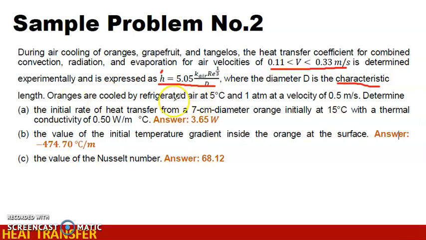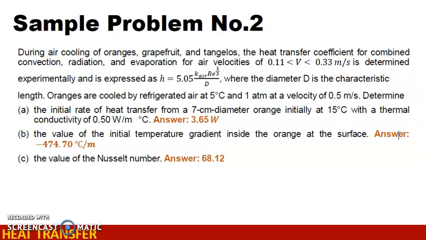Oranges are cooled by refrigerated air. So the fluid involved here is air, which is at 5 degrees Celsius and 1 atm with a velocity of 0.5 meter per second. So we have to determine the initial rate of heat transfer from a 0.07 diameter orange initially at 15 degrees Celsius, and the thermal conductivity of orange is 0.5 watt per meter degree Celsius. We also determine the initial temperature gradient, so that's delta T over delta R, and then we have the average value of the Nusselt number. So based on this given.